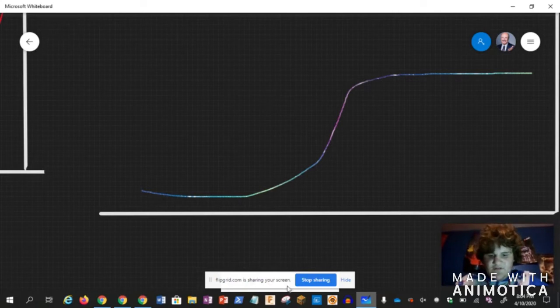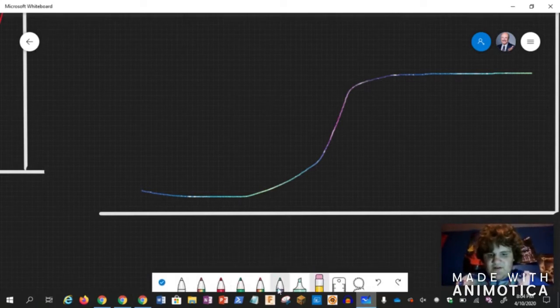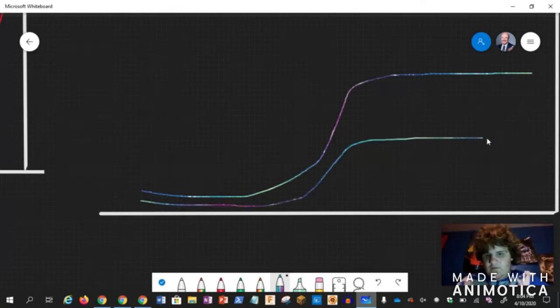So if it was a better scenario, it might look like this. Something like that, where we change the slope angle of where the highest point would be.